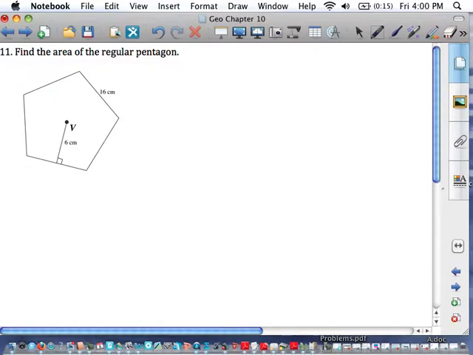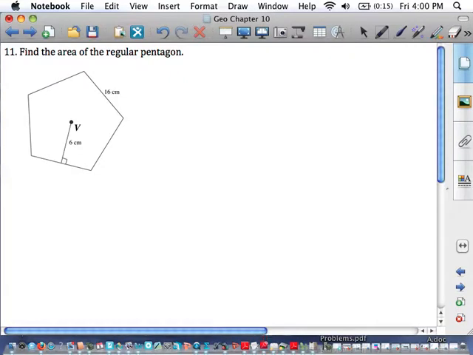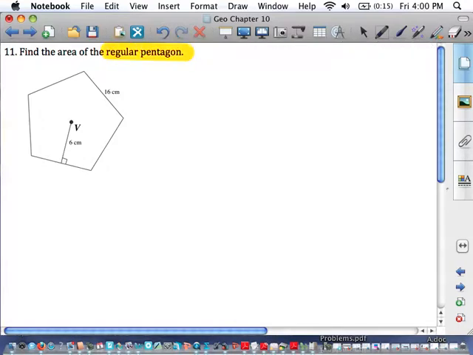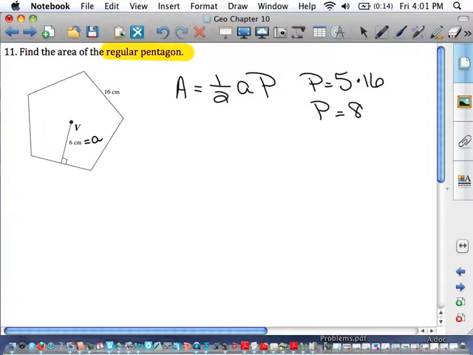Number 11 says find the area of the regular pentagon. So this is a regular pentagon. This one's fairly direct because it's a regular pentagon. We just go straight to the formula. Area is equal to 1/2 the apothem times the perimeter. The apothem is right here. The perimeter is going to be the number of sides, 5, times the length of each side, 16. So the perimeter in this case is 80.